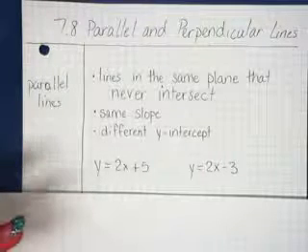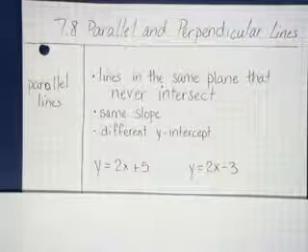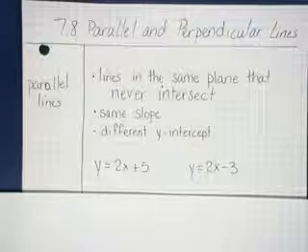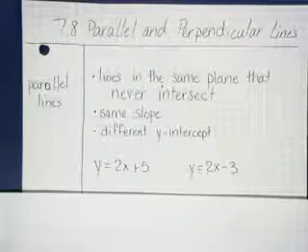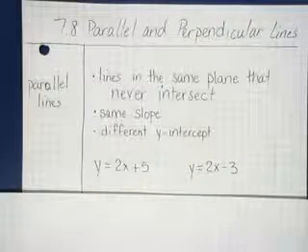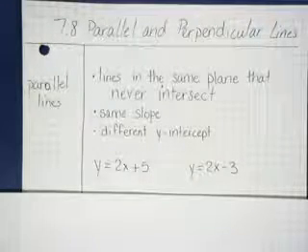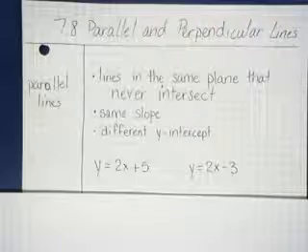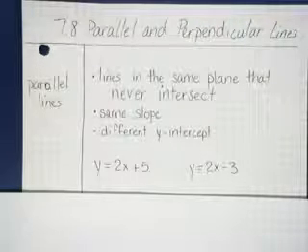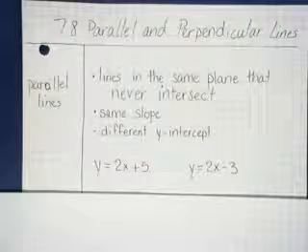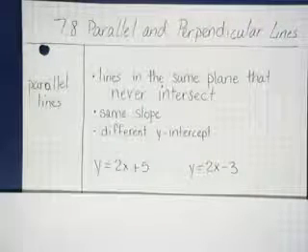All right, so the lesson is 7.8, parallel and perpendicular lines. Parallel lines are lines in the same plane that never intersect. They also have the same slope, but they always have a different y-intercept. If they have the same y-intercept, it's exactly the same equation. It's the exact same line. So they're not parallel, they're the same thing.